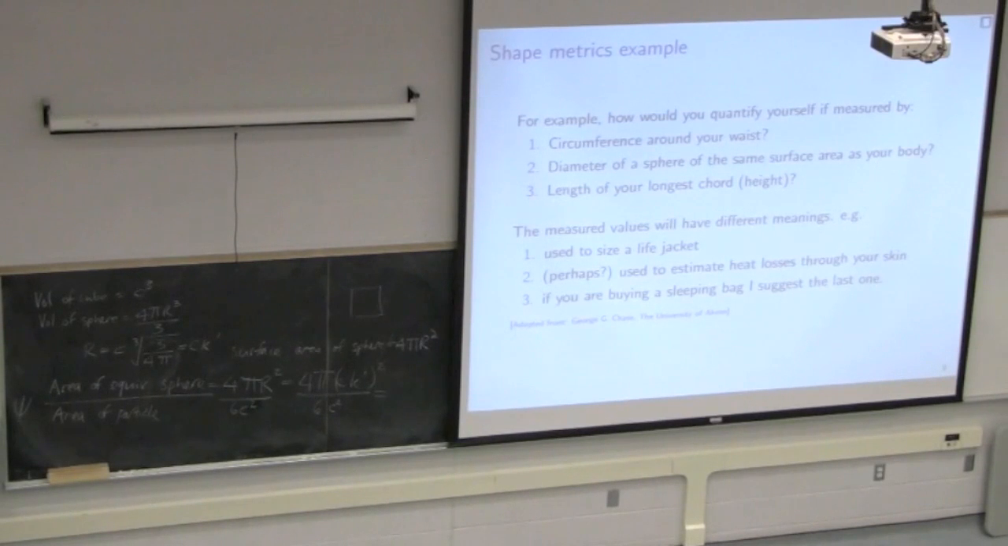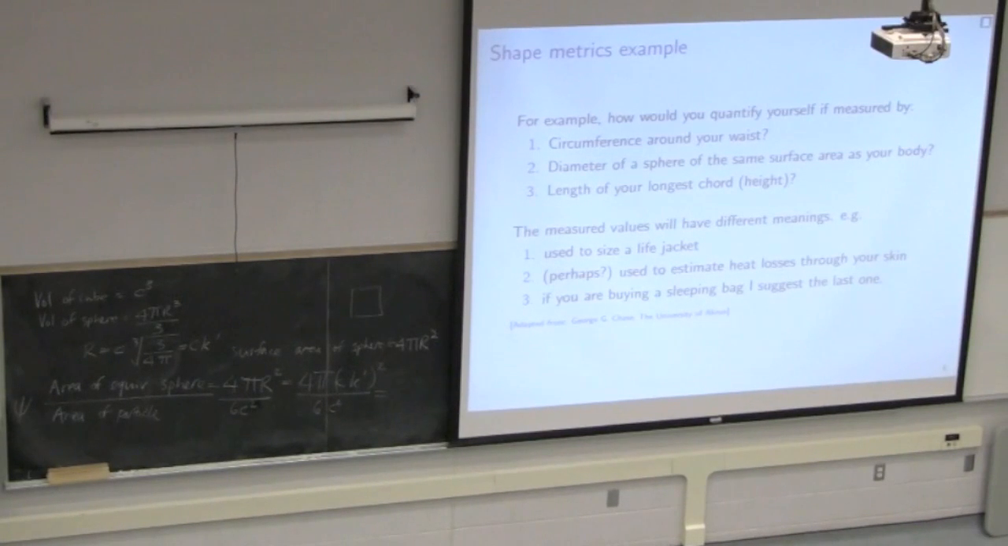Or another way is to find the length of the longest chord in your body. In other words, the longest line you can connect from one point to another, which is usually the toe to head measurement. That length would be one way to quantify yourself. So those are three different ways that you can quantify an irregularly shaped object. Yeah, I was just saying your arms. Okay, I see.